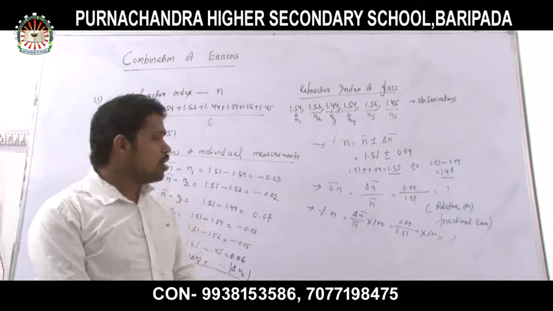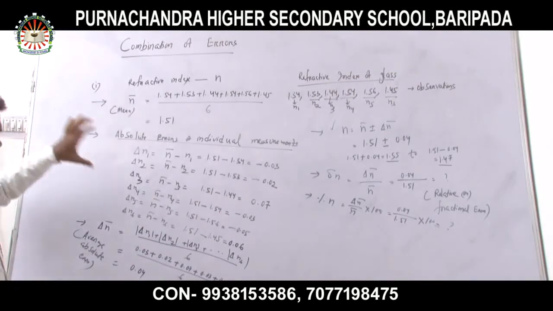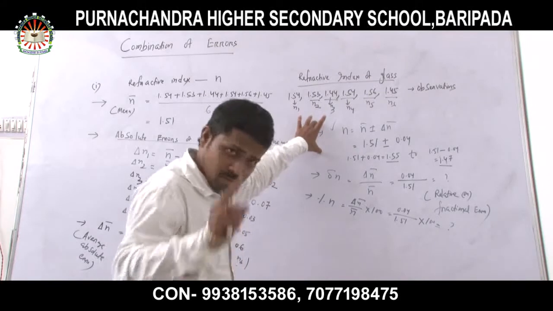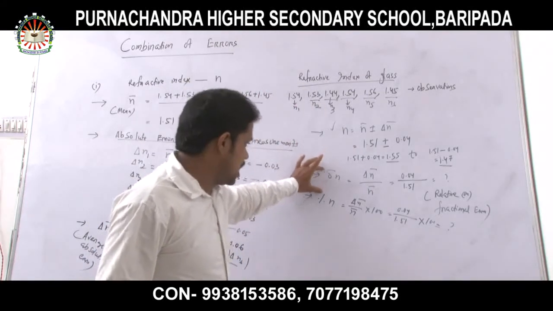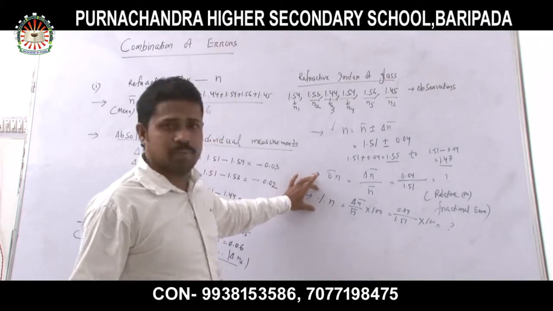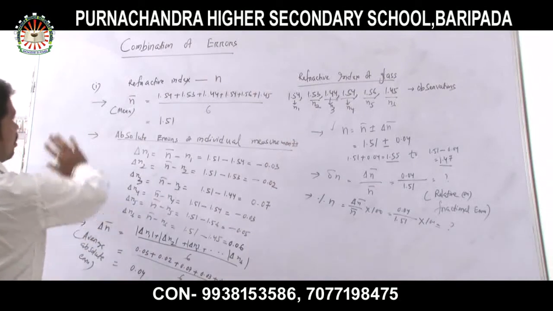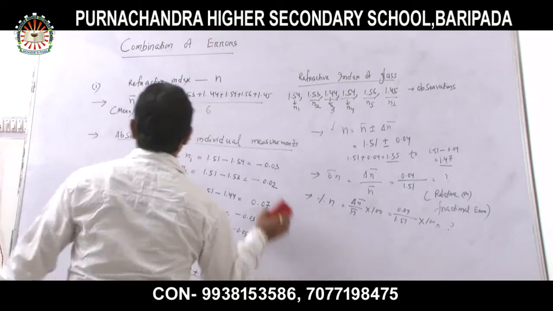Clear, all of you? So this is the process: you get the mean, the absolute error, the average absolute error, the representation, then the relative or fractional error, and lastly but not least, the percentage of error. This is how you can solve the problem of random error calculation. Clear, all of you, dear students?